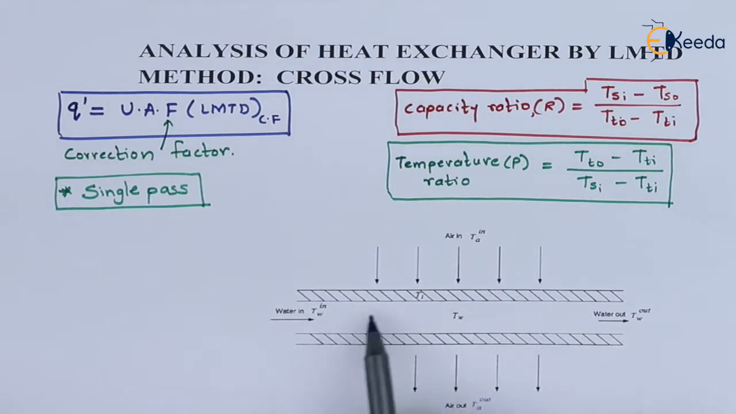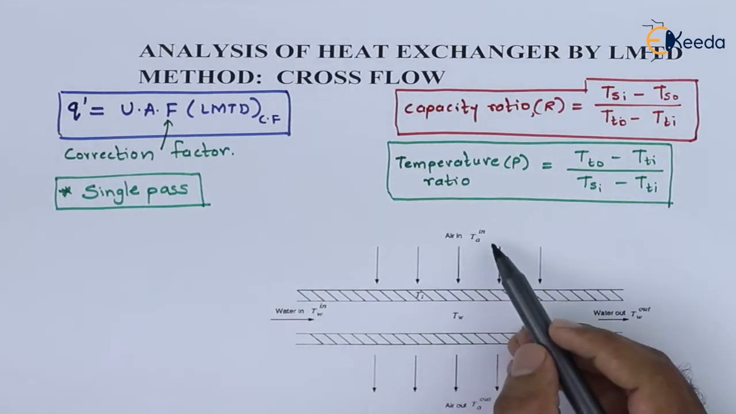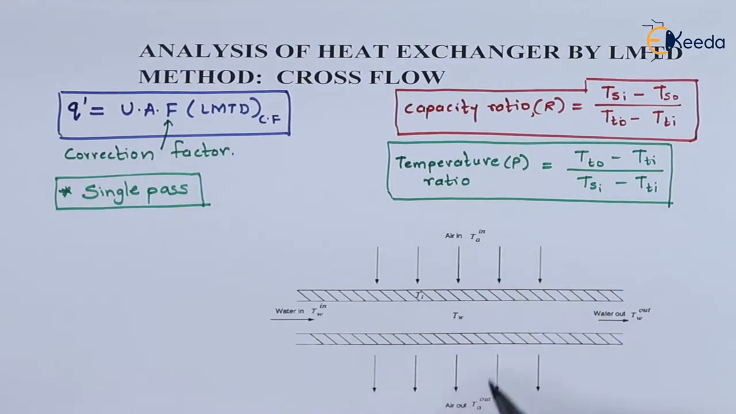for the cross flow, I have indicated one schematic diagram. So here, let's say the water inlet is there with the TW in, and this is the water outlet, TW out. This is the air that is flowing in the cross direction, that is at 90 degrees to the flow of water. And the temperature of air is TA in and TA out.